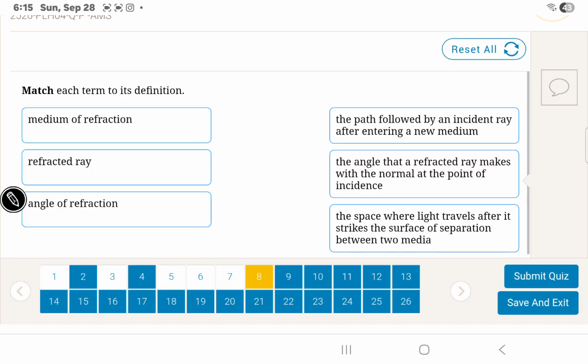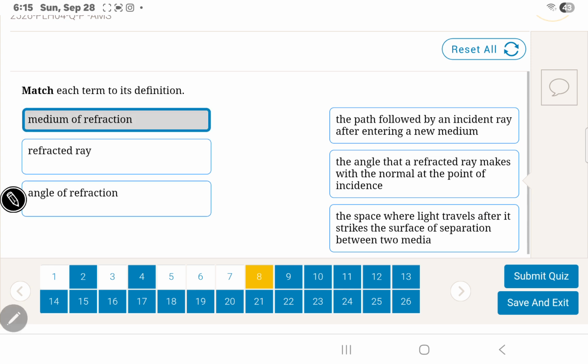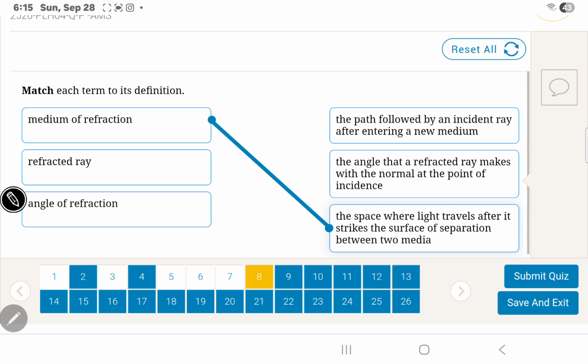Number 8. Match each term to its definition. Medium of refraction: the space where light travels after it strikes. So that's the medium. Refracted ray: the path followed by an incident ray after entering the new medium. Angle of refraction is the angle that a refracted ray makes with the normal at the point of incidence.